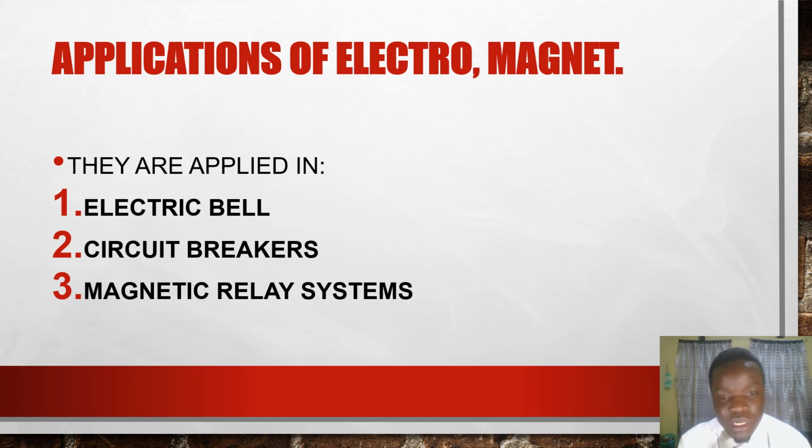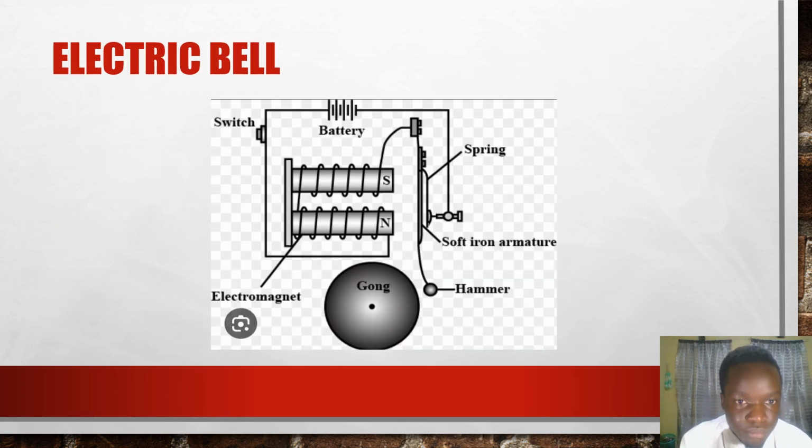Application of electromagnets. We will be looking at 3 applications of electromagnets. First is the electric bell, then electric circuit breakers, and the magnetic relay system. At the start of the lesson, I introduced an electric bell and circuit breakers. What is an electric bell?